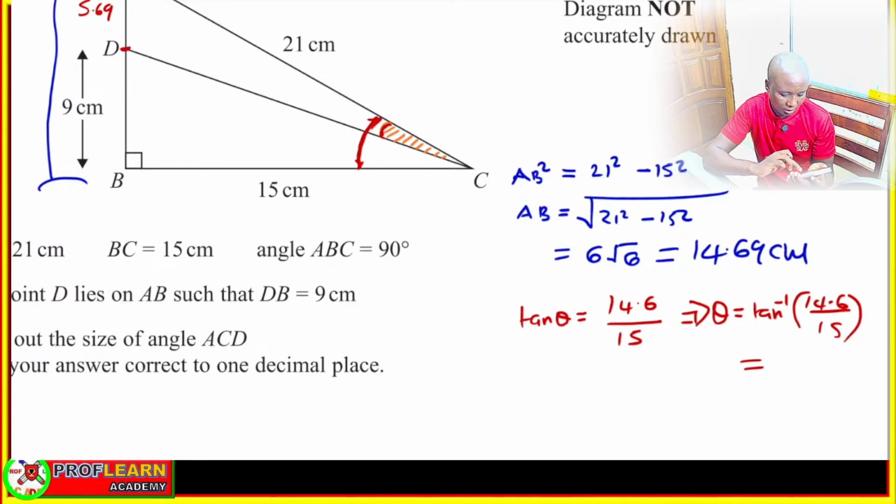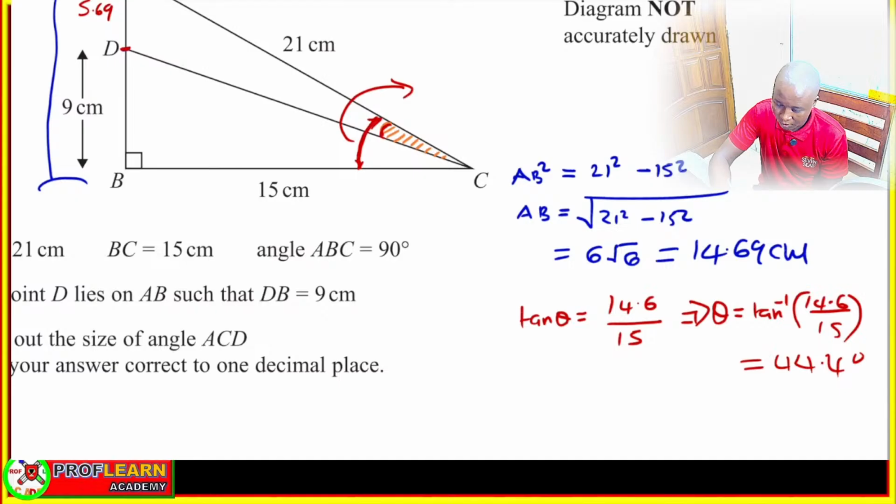You have to ensure that your calculator is in degrees, because mine was in radians, so I have to change that. Tan inverse of 14.69 divided by 15. That angle is basically 44.4 degrees. The whole of this angle is 44.4 degrees.